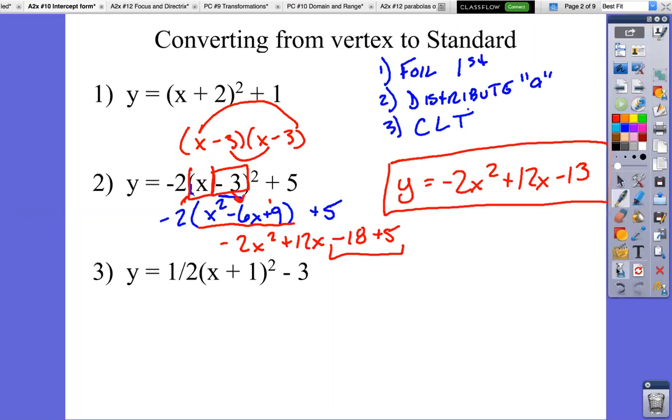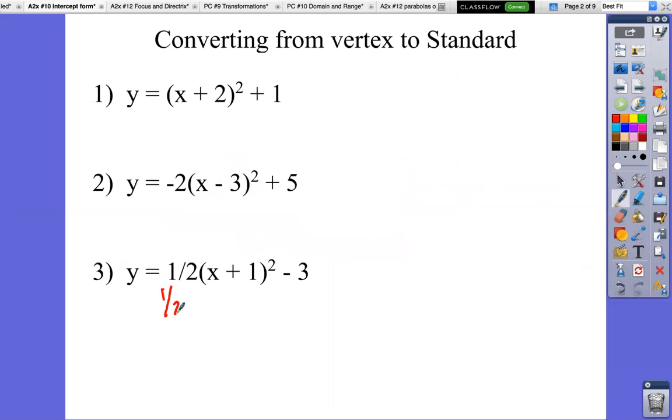So the first thing I want to do is FOIL this out. When I FOIL it out, square the first one. 2 times 1 times x. Square the second one, 1 squared is 1. Any questions about that? Distribute.